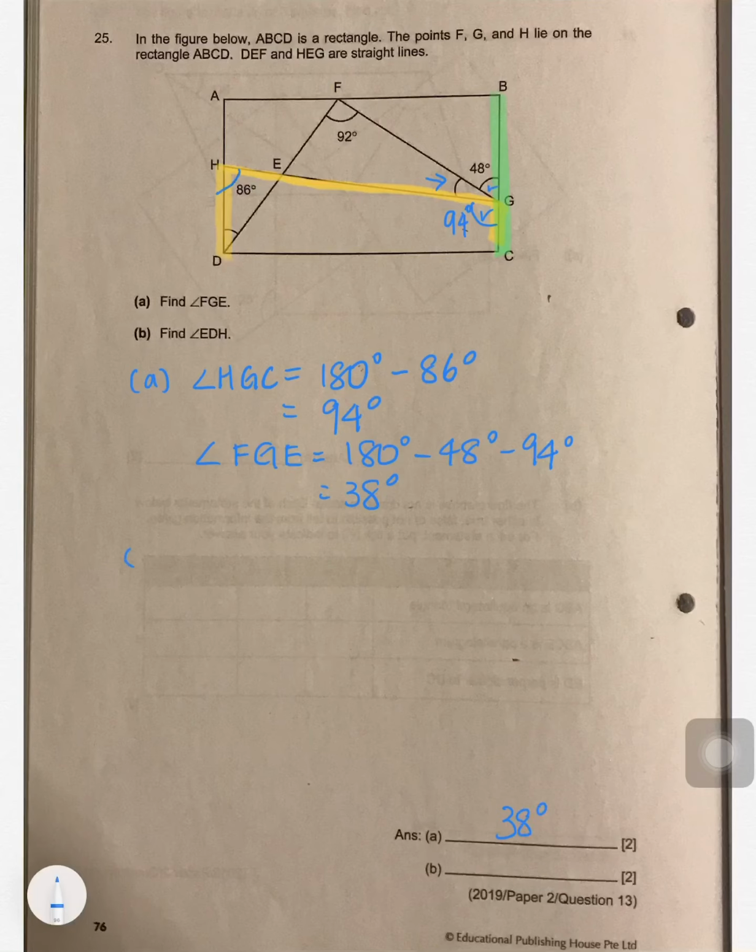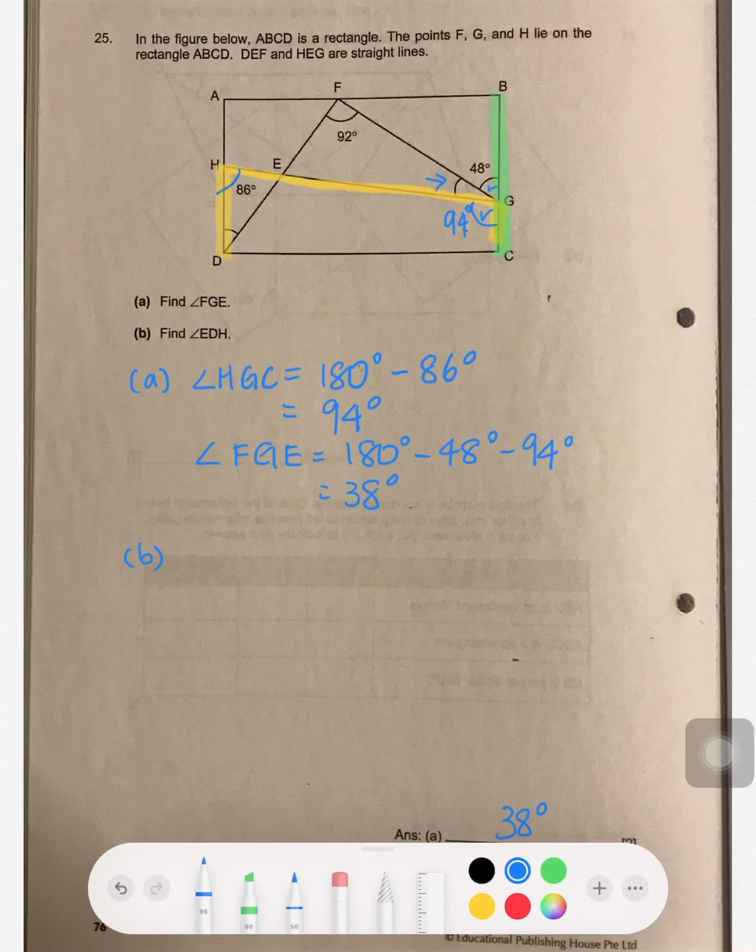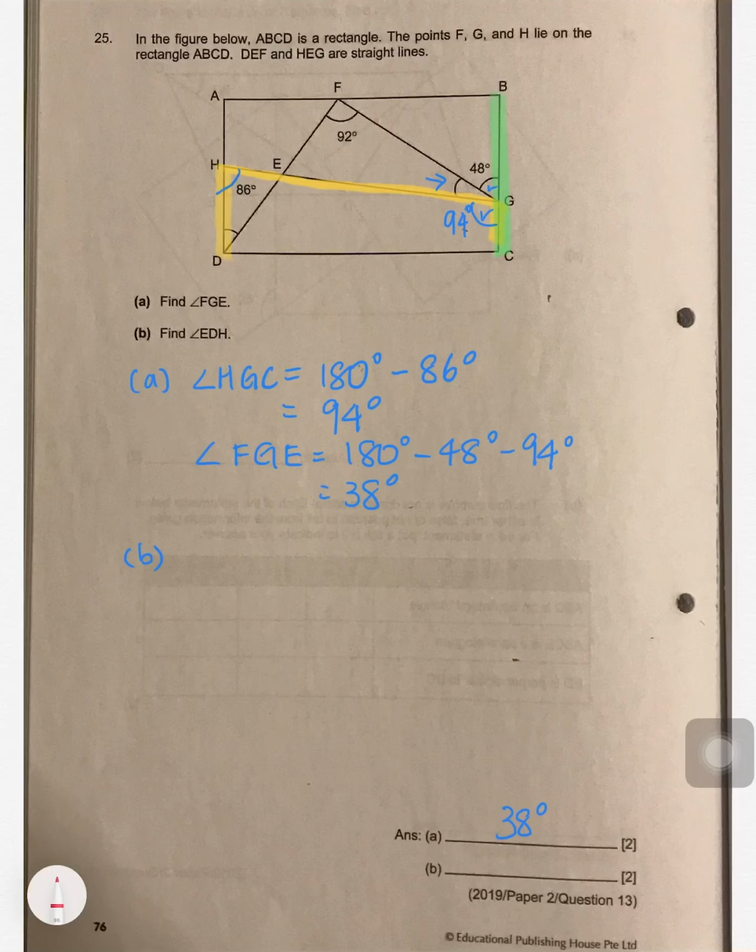Alright, now we can move on to part B. For part B, we are tasked to find angle EDH. Okay, so let's look at angle BFG first. I'm going to change the color so that you won't get confused. We're going to find this first. Okay, so angle BFG would be equal to 180 degrees subtract 90 subtract 48 degrees.